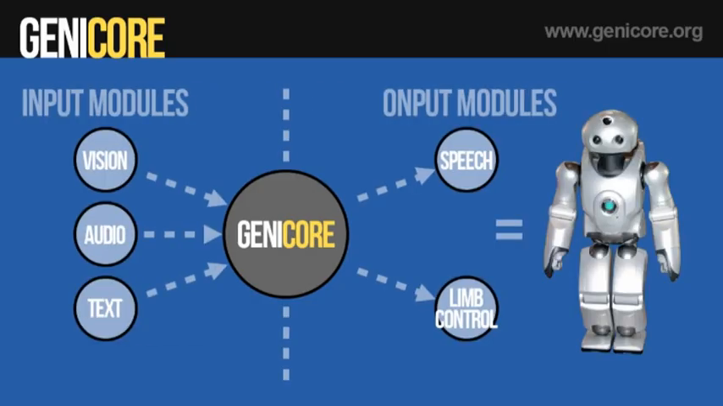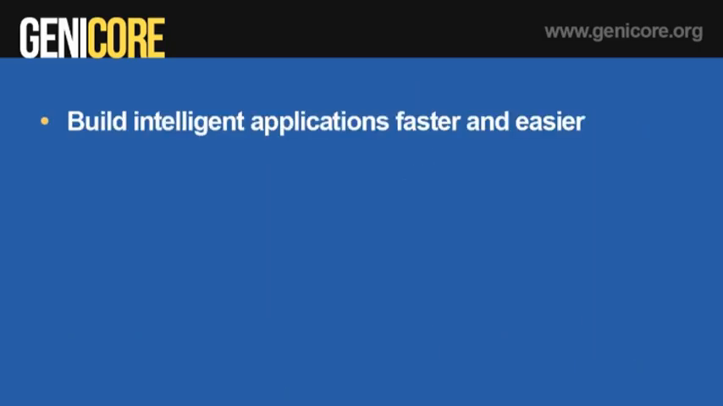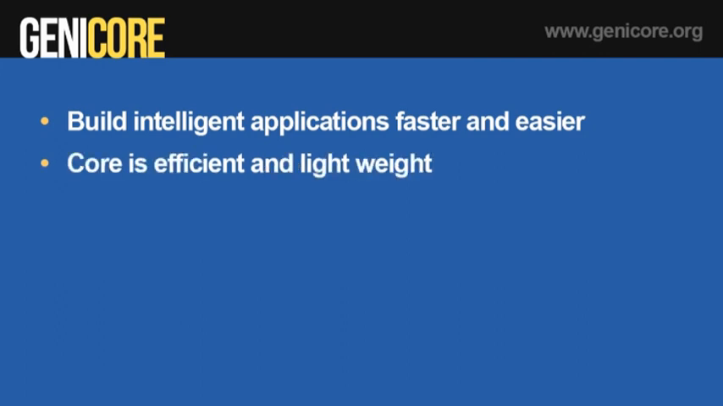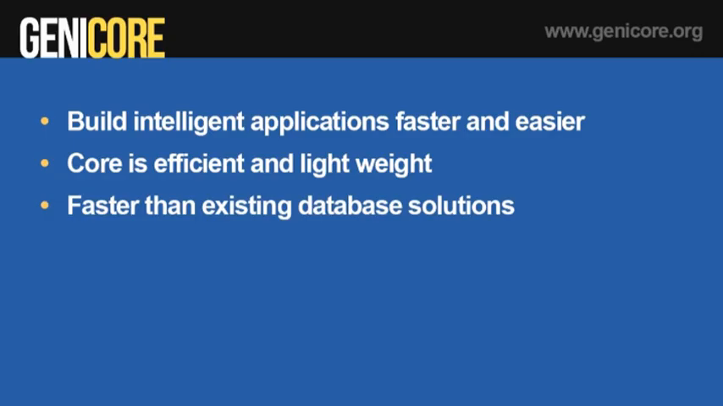The combination of these modules dictates the type of application Genicore will be. To build new applications, one does not need to build artificial intelligence from scratch. A basic understanding of the SDK would be sufficient to build sophisticated intelligence applications. Our systems are incredibly efficient and lightweight. It has been measured to be thousands of times faster than popular database solutions.